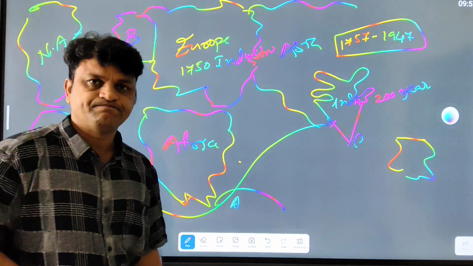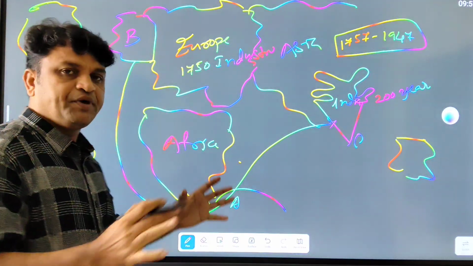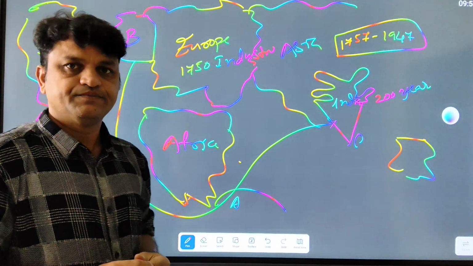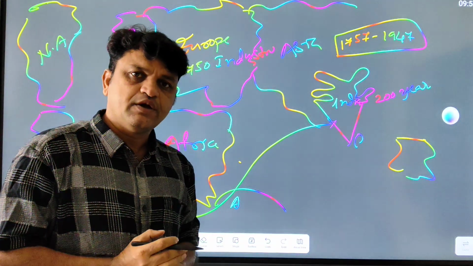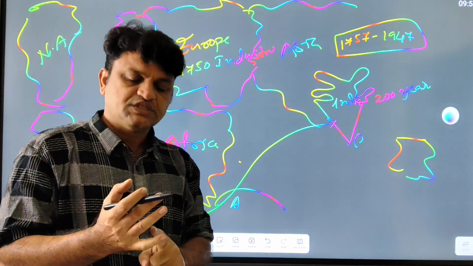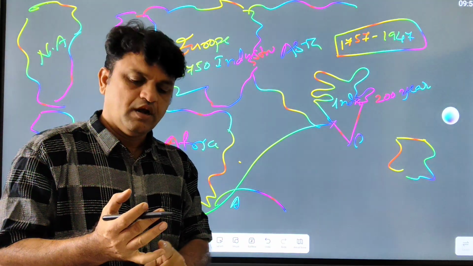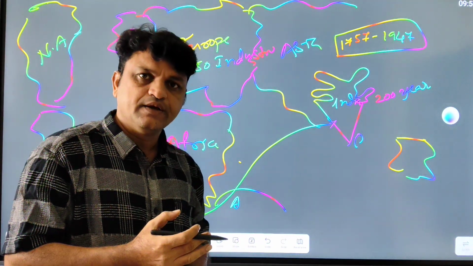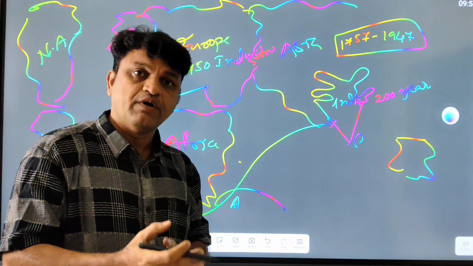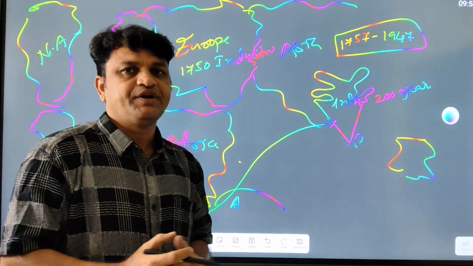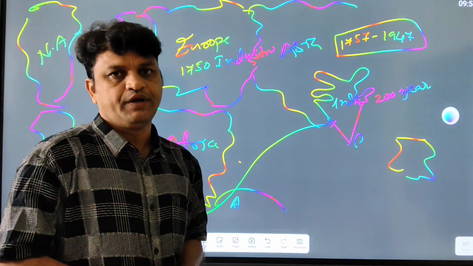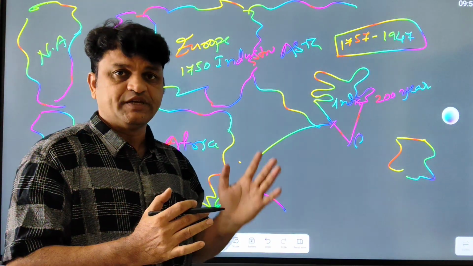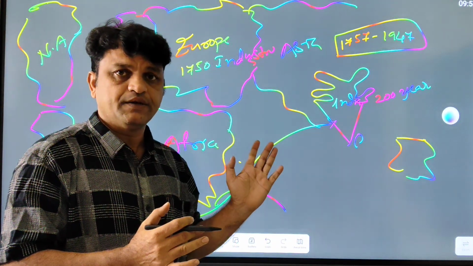Because of the Industrial Revolution, there was competition between the European countries over raw materials. What raw materials did they want? They needed cotton, spices, and other raw materials like forest products, and they wanted silk, opium, and indigo. These are the raw materials which European people needed, because industrialization took place for the first time in Europe, especially in Britain, in Manchester.